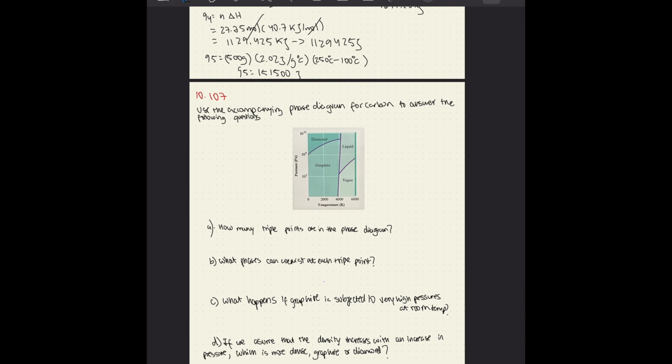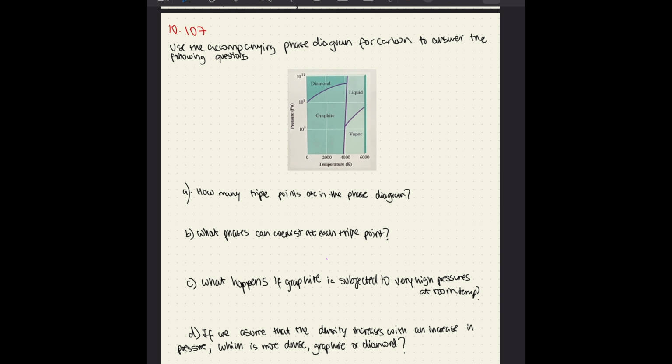So this is the last question for the night. Okay, it's 2 a.m., but we're gonna finish strong. Use a phase diagram for carbon. Is it carbon? Yeah, it's carbon. To answer the following questions. The first question is how many triple points are in the phase diagram.